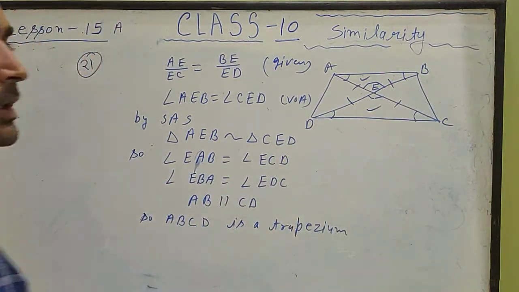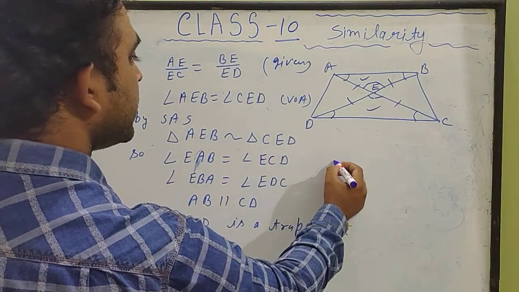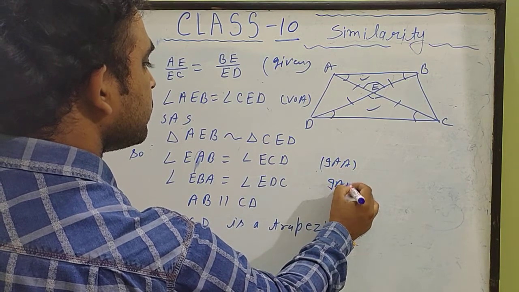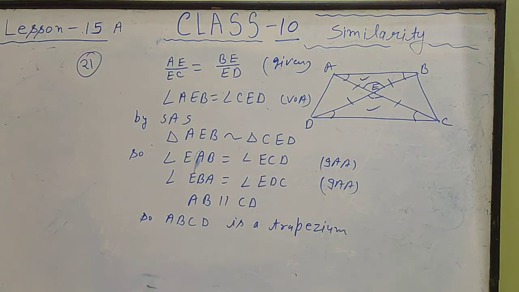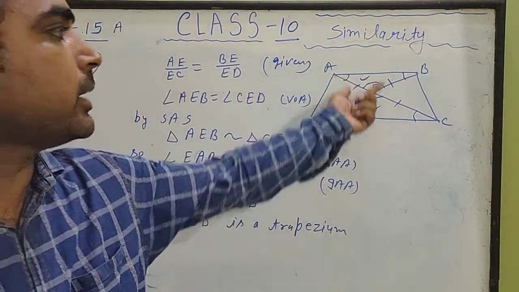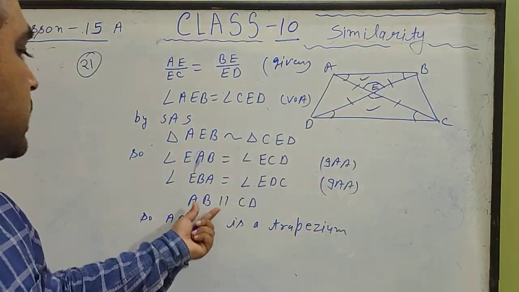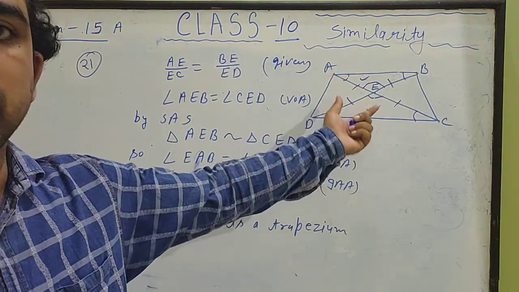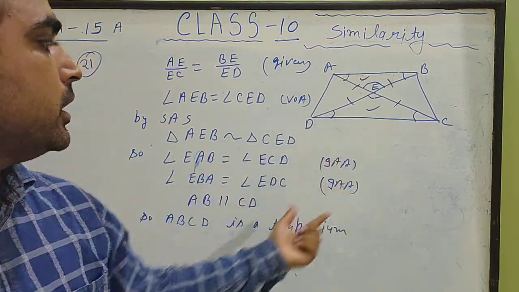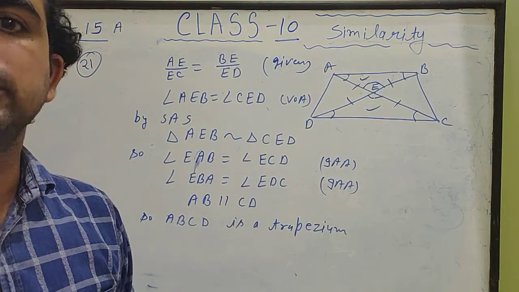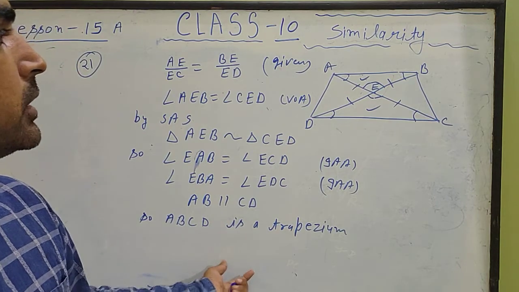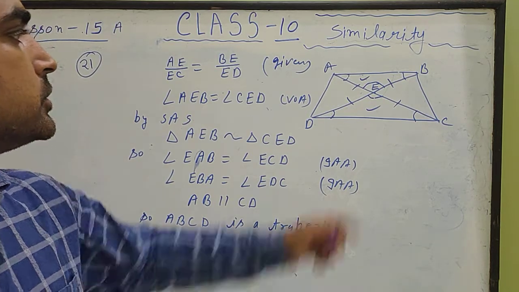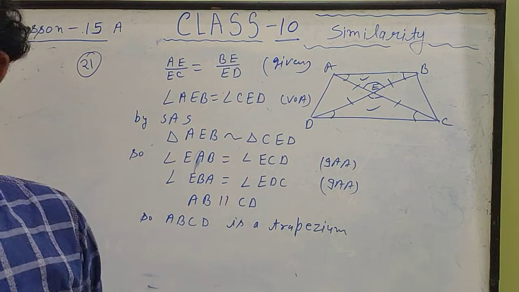When is this possible? When these are alternate angles, interior alternate angles. If interior alternate angles are equal, that means both lines are parallel to each other, meaning AB is parallel to CD. Both these angles are equal. That means side AB is parallel to side CD, so it is a trapezium, because the condition of a trapezium is that one pair of opposite sides is parallel. So this quadrilateral will be a trapezium.